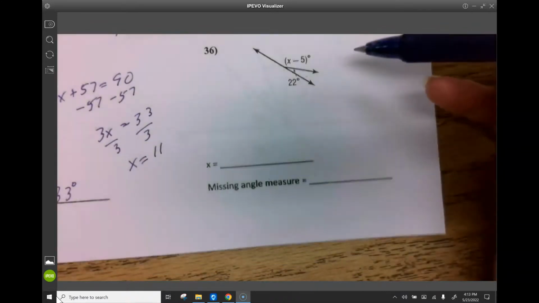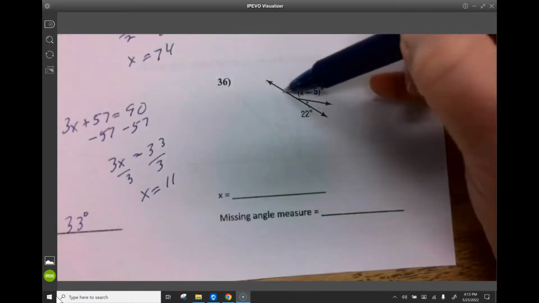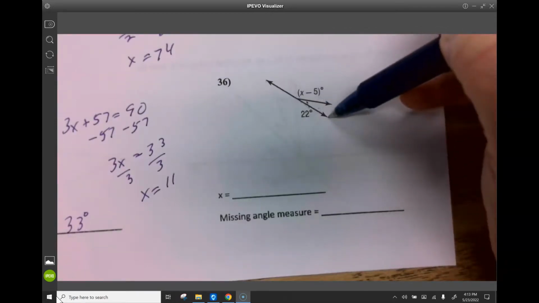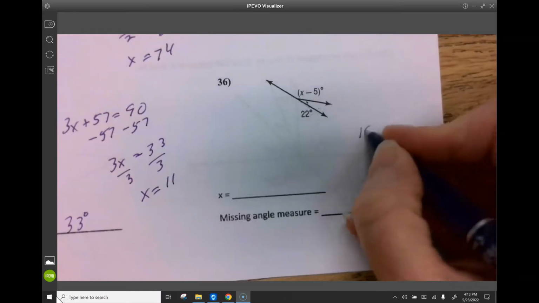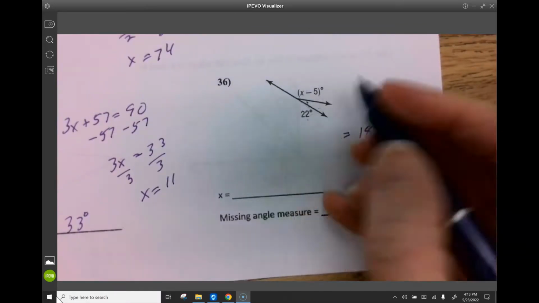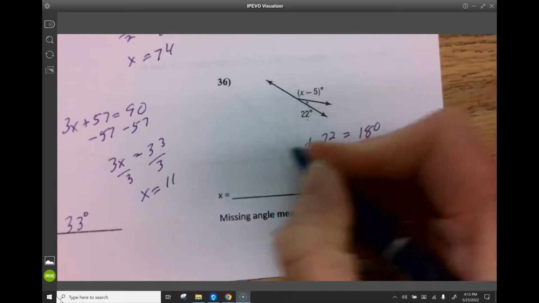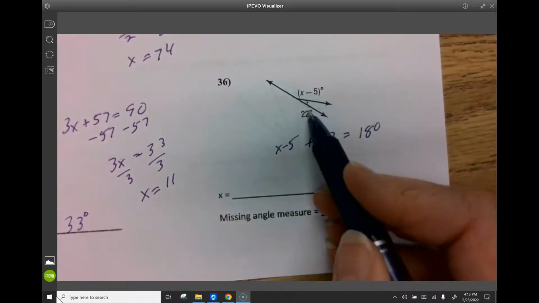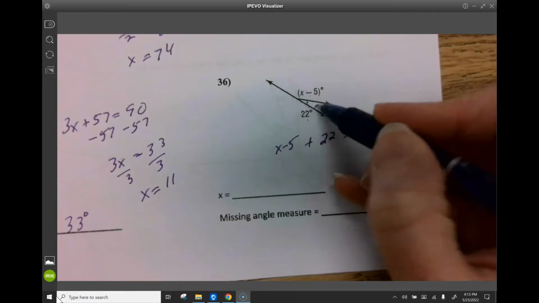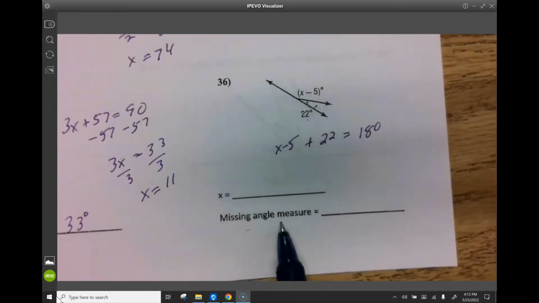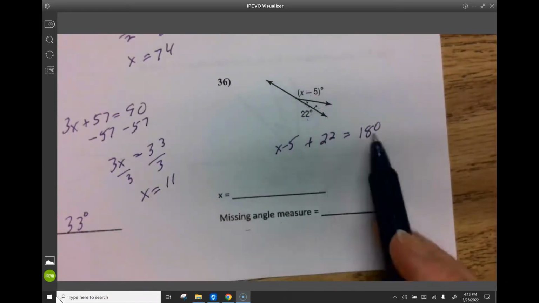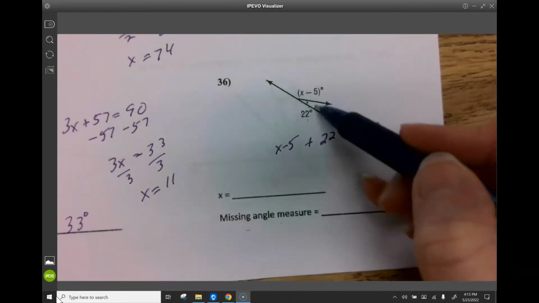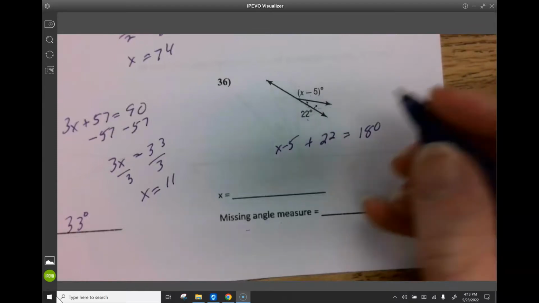Okay, look at these two. Number 36, what do you notice? Hopefully you notice these are on a line. What does a line add up to be? Well, it's a straight angle, so it adds up to 180. So one angle is 22, the other one is x minus 5, right? X minus 5 plus 22, because 22 is this angle right here. Now we could find the missing angle right now, because we know the missing angle has to be supplementary. These are supplementary, they add to 180.